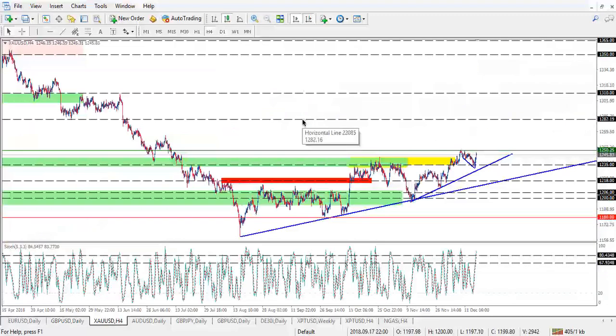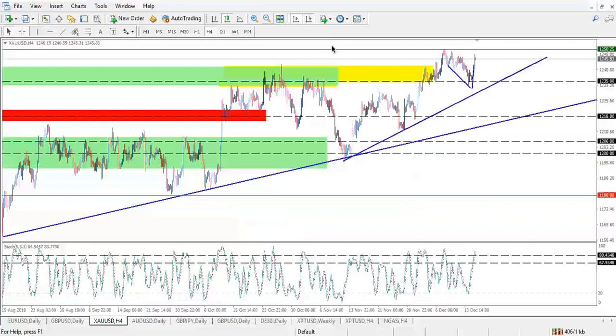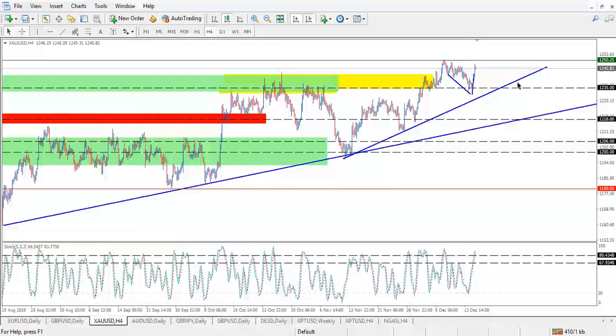Now let's move to the gold on the 4 hours time frame. Just like what we expected last week, this is what happened. The pair went up, it did reach the level of 12.50, then went down to just reach the uptrend line, the short-term uptrend line that we expected. Then it went up again. Now it is traded below the level of 12.50.